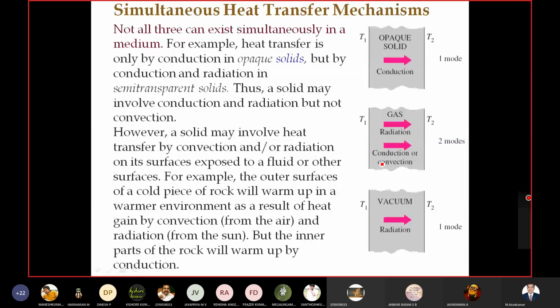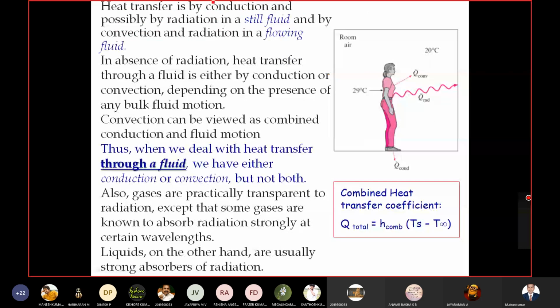So here there is another example. Heat transfer is by conduction in a body, and by radiation possibly in a still fluid, and by convection and radiation in a flowing fluid. So there are two possibilities. In absence of radiation, the heat transfer through a fluid is either by conduction or convection, depending on the presence of any bulk fluid motion.